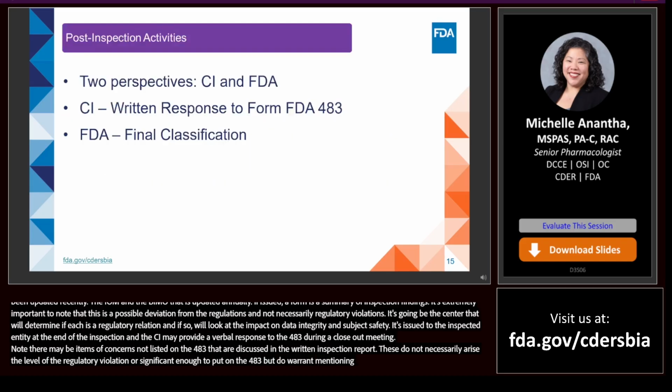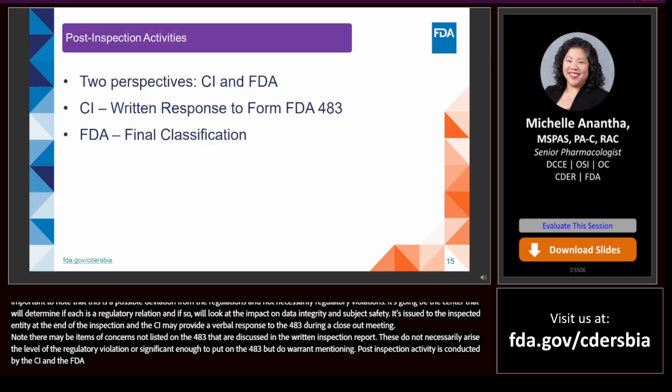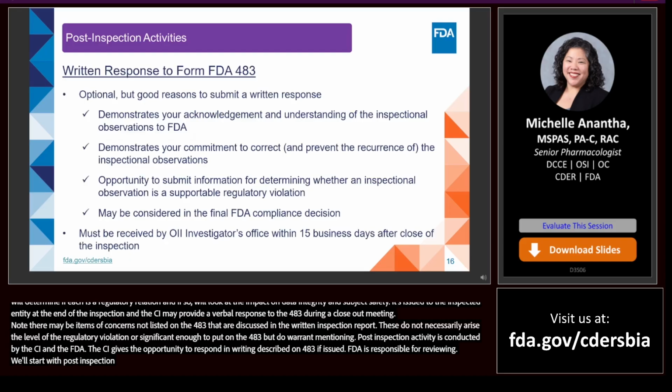Post-inspection activities are conducted by both the CI and the FDA. The CI is given the opportunity to respond in writing to the observations described on the 483 if issued. FDA is responsible for reviewing inspectional documents and assigning a final classification to the inspection. We'll start with post-inspection activities for the CI. Written response to the 483 is optional, but there's definitely good reasons to submit one.